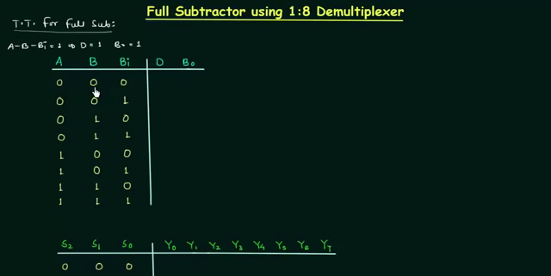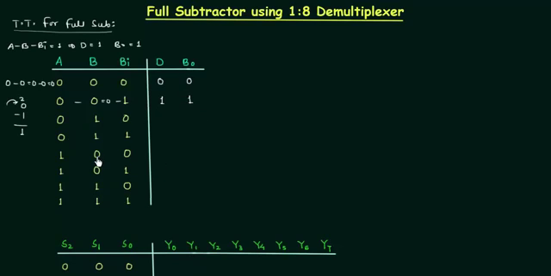Let's try to find out difference and borrow output for case 1. A is 0, B is 0, so we have 0 minus 0, this is equal to 0, and again BI is 0, so 0 minus 0 is equal to 0. So difference is going to be 0, and as there is no borrow involved, borrow output is also equal to 0. For case number 2, 0 minus 0 is 0, and 0 minus 1 we have to take borrow. Borrow is 2, so now we have 2 minus 1, so 1 is there, difference is 1, and as there is borrow involved, B output is also 1.